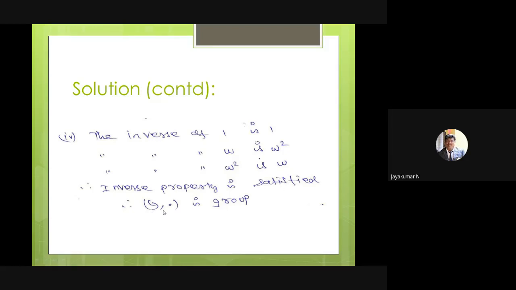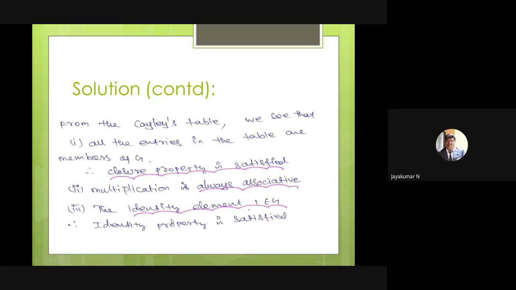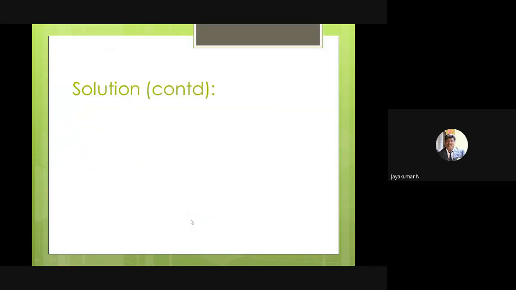Since closure is satisfied, associativity is satisfied, the identity axiom is satisfied, and the inverse axiom is satisfied, therefore G, star is a group. It's a very, very important procedure. This is not an important problem, but the procedure is very important. If you have a finite set, follow this procedure. From the Cayley table we see closure; the first step is always common. Second, if it is numbers, you can write associativity directly. Third, easily identify the identity from the table. Fourth, you have to list out the inverse elements by using the table.